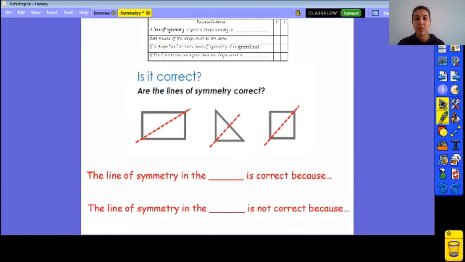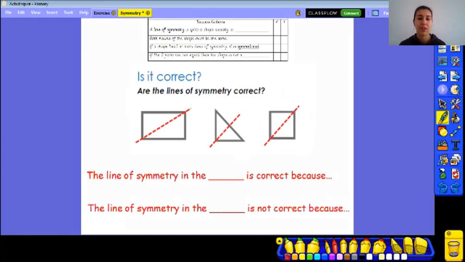Okay, so now we've got some reasoning to do. Are these correct? So first of all, let's have a look at this. We'll call this one A. Is A a line of symmetry? So the line of symmetry in the rectangle, because it's a rectangle. Now remember, we just did this. I showed you my rectangle and I tried to fold it from the corners. There you go. Did they match up? No, they don't match up.